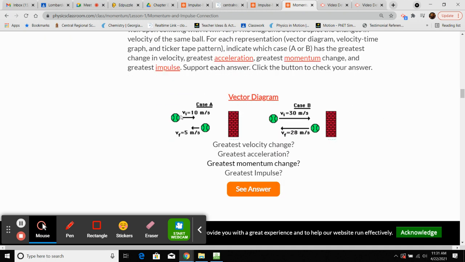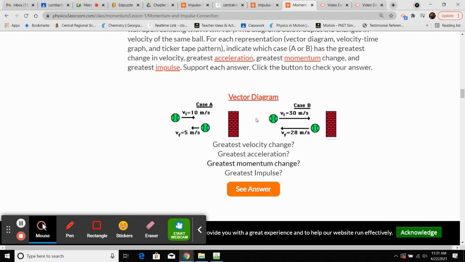So like in this one, you have a ball that's coming in at 10 meters per second, it bounces off, coming backwards at 5. Over here you have 30 going towards it, 28 coming off. Which one has a greater change in velocity? A or B?